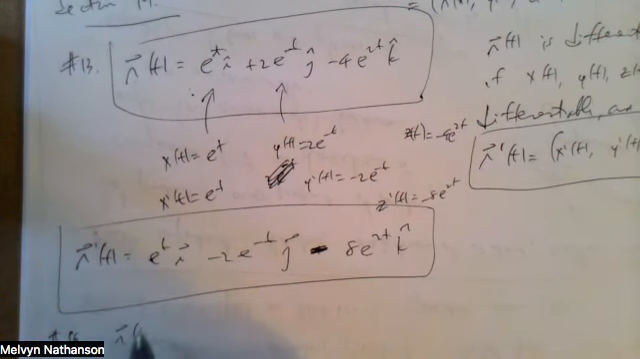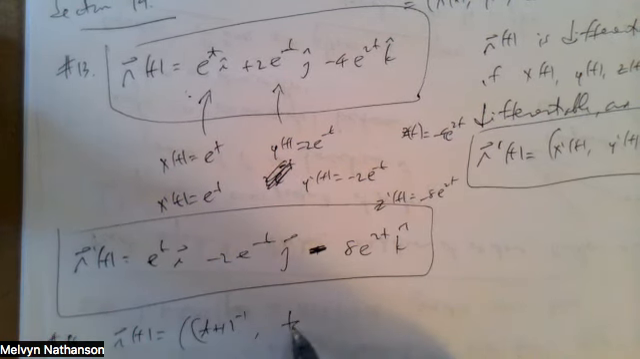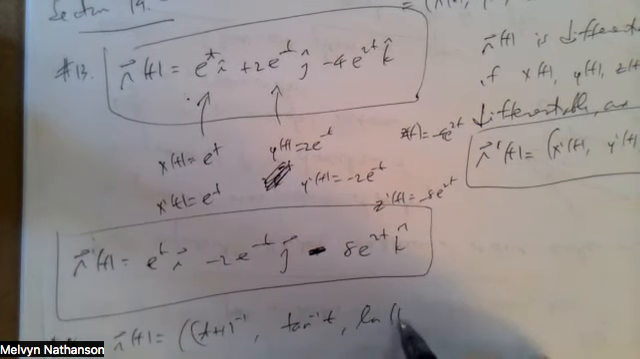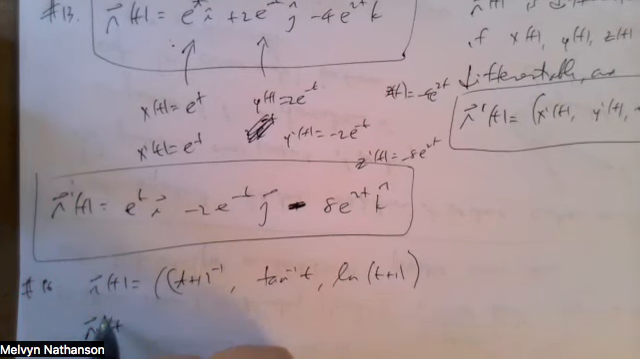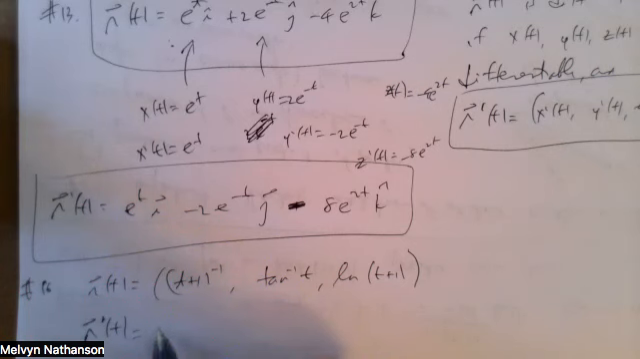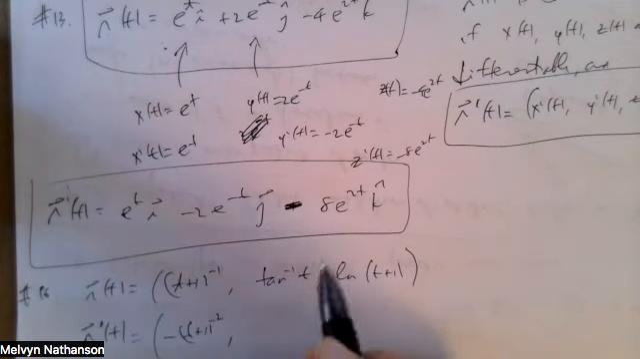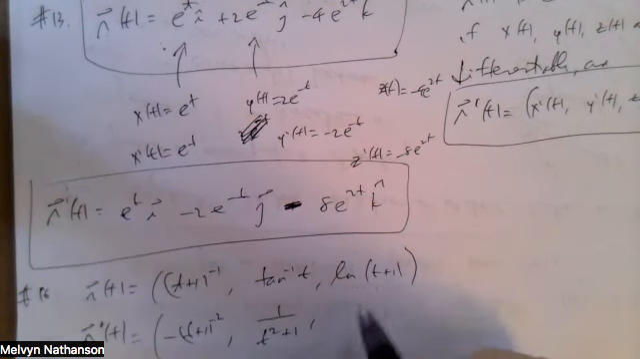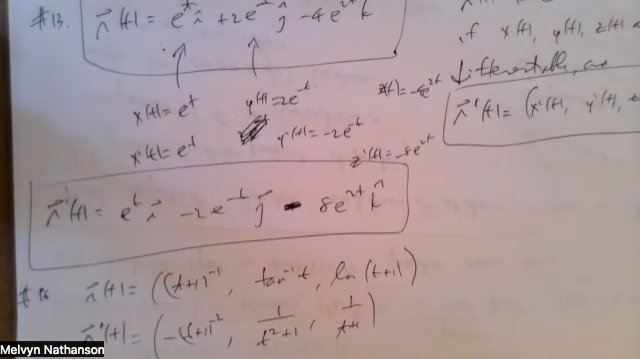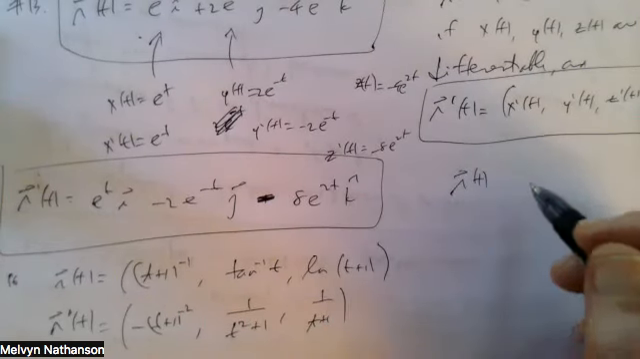Number 16, r of t is the vector valued function (t plus 1) to the minus 1, inverse tangent of t, log of t plus 1. And you can't do vector calculus if you don't know calculus. So you certainly have to be able to differentiate these functions. The derivative of (t plus 1) to the minus 1 is minus (t plus 1) to the minus 2. The derivative of the inverse tangent of t is 1 over t squared plus 1. And the derivative of the log of t plus 1 is 1 over t plus 1. Any questions about this?